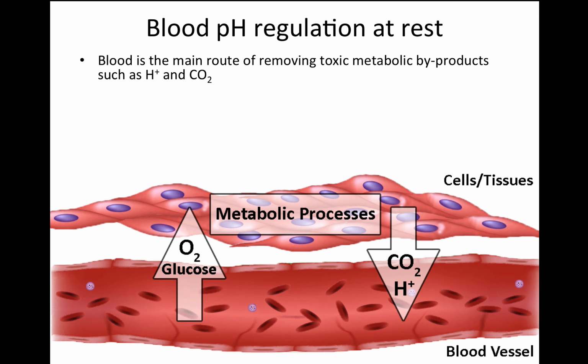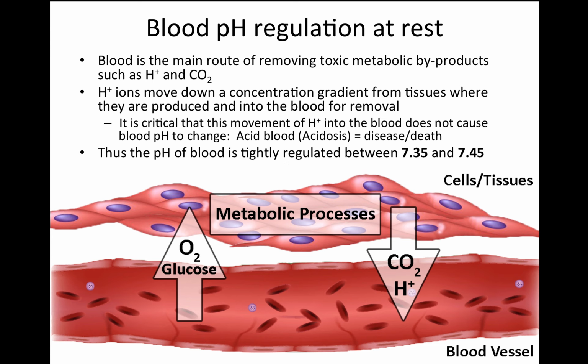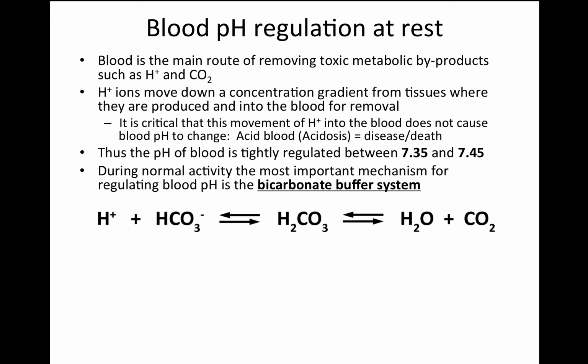Blood is the main route for removing toxic metabolic byproducts such as hydrogen ions and carbon dioxide. Hydrogen ions move down their concentration gradient from cells and tissues where they are produced and into the blood for ultimate removal. It is critical that this movement of hydrogen ions into the blood does not cause the blood pH to change, as acid blood or acidosis is disease-causing and could cause death. Thus, the pH of blood is tightly regulated between 7.35 and 7.45.